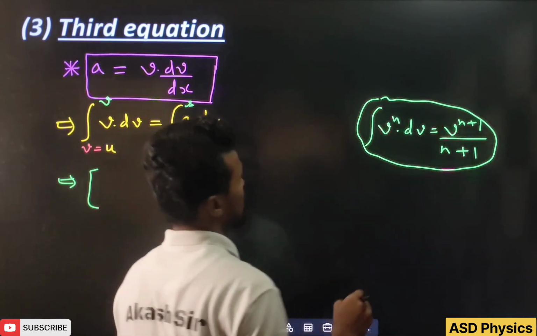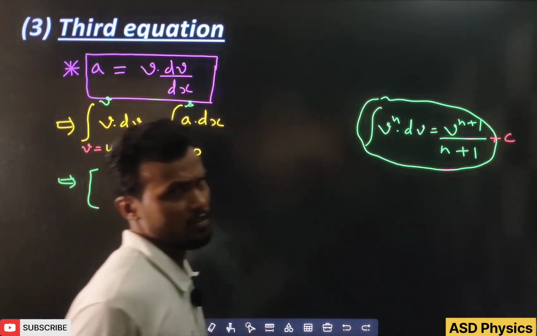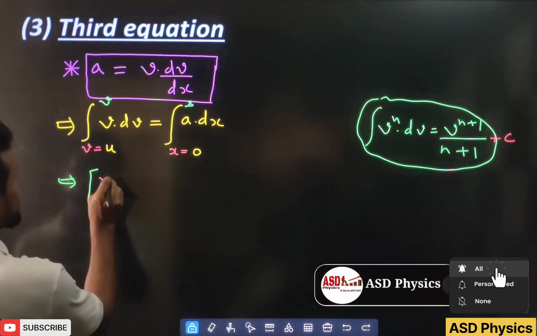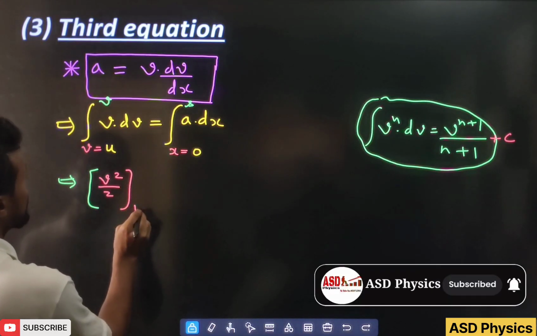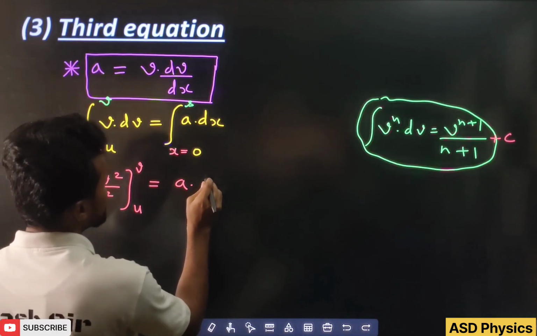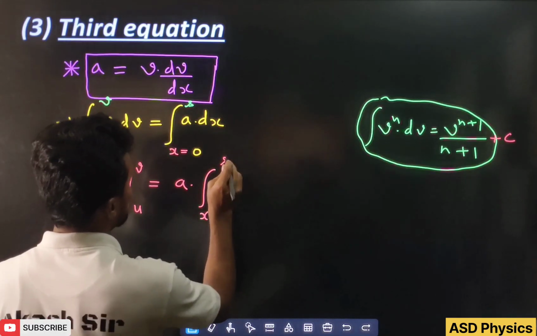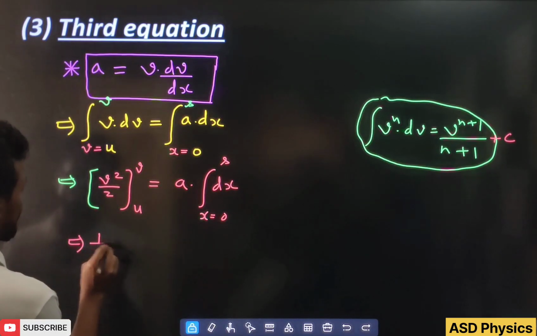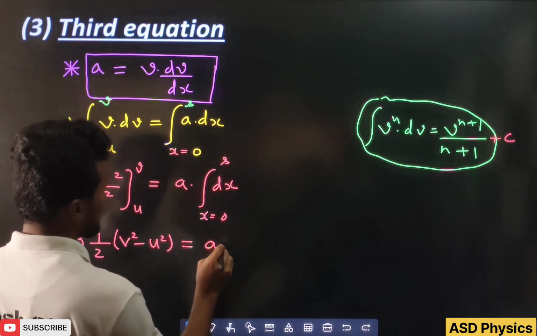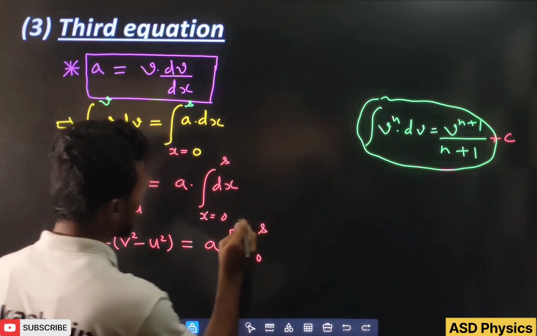The basic is always the same, and if it is an indefinite integration you can add plus one constant, but here we are doing all definite integration. So v dv becomes v square by 2 from u to v, is equal to, anyhow a is constant, and here we can write the integration of dx, x equal to 0 to s. So this will become 1 by 2, upper limit v square, lower limit minus u square, a is a constant, integration of dx means x, and here also 0 to s.